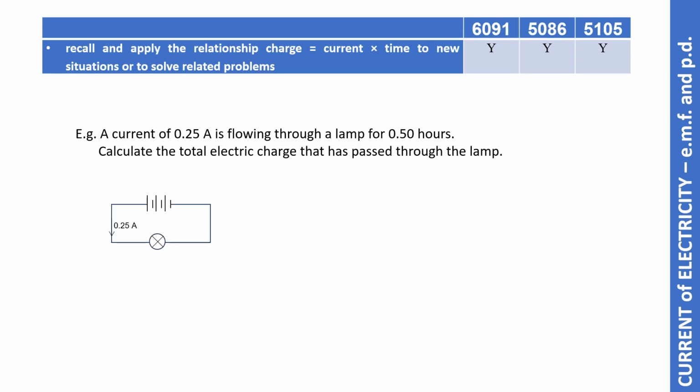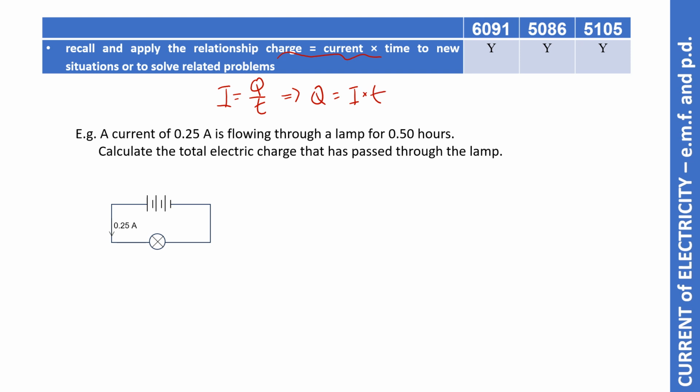In the syllabus, it says the relationship charge is equal to current times time. So it's actually a rearrangement of what we have learned earlier. We have learned that current is the rate of flow of charge. Therefore, if you rearrange it, charge will be equal to current times time. So how do we apply it?